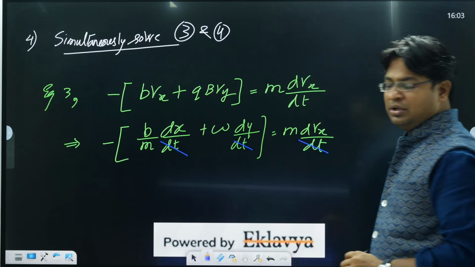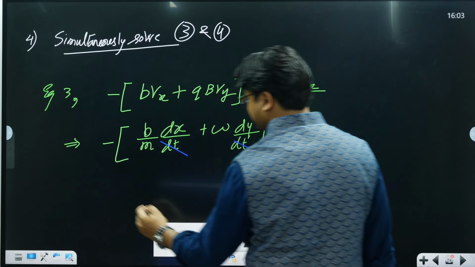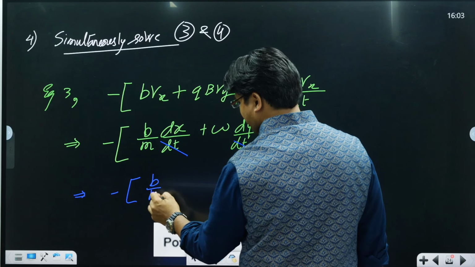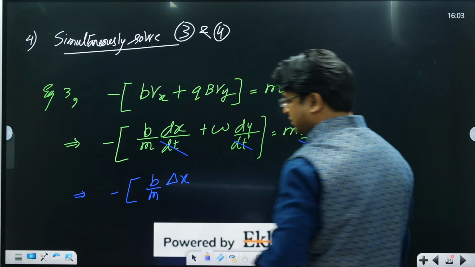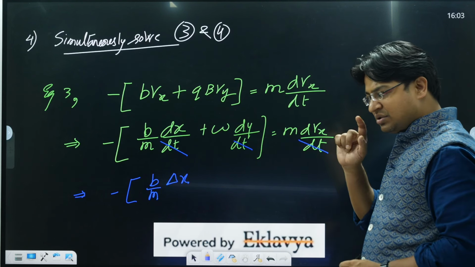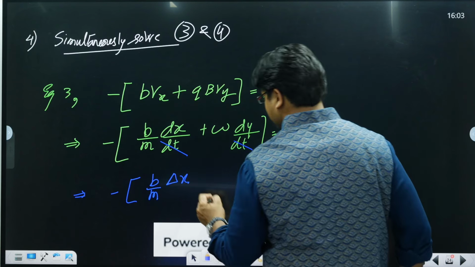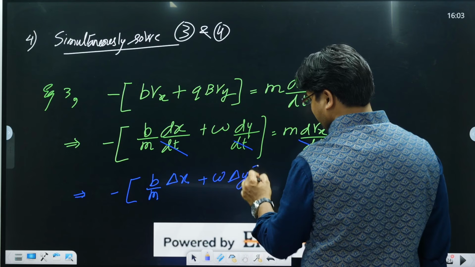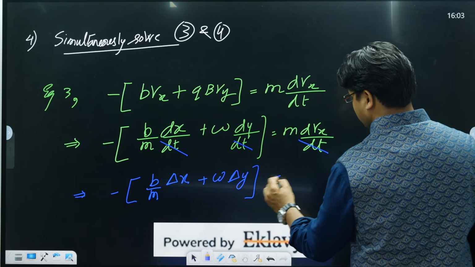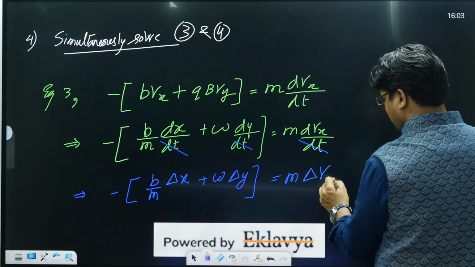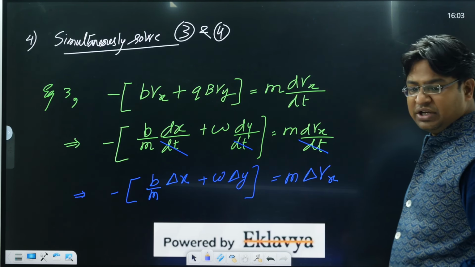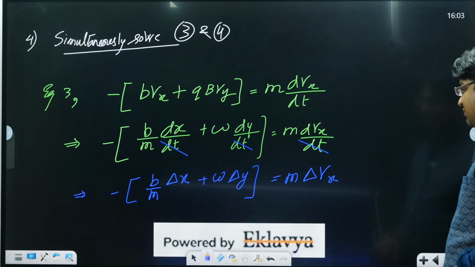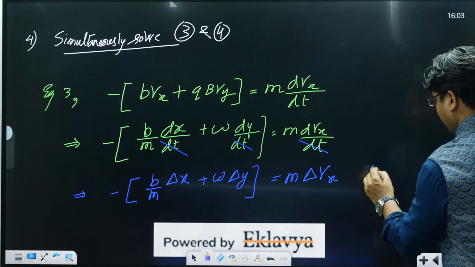So this equation can now be integrated, all the terms are integrable. We end up with B by M into delta x. Because the starting position was the origin, delta x is only x now, but let me keep on writing delta x. Minus B by M delta x plus omega delta y is equal to M delta Vx. This is not the final version of the result that we want to remember, but it is one of the versions. Let's call it equation number 5.